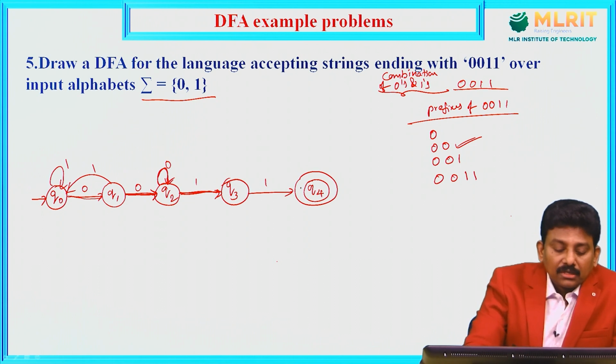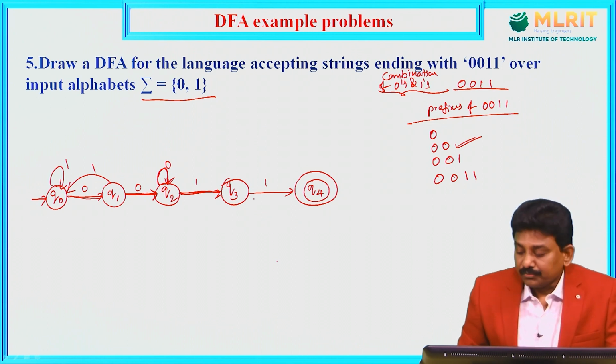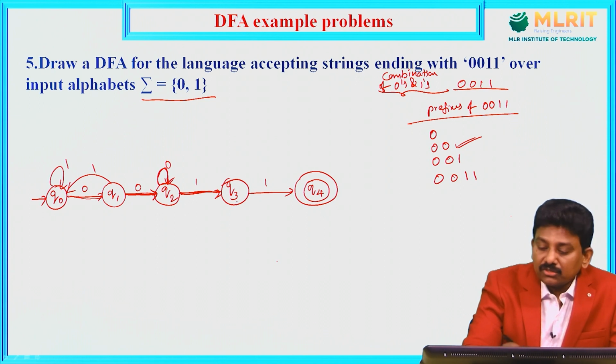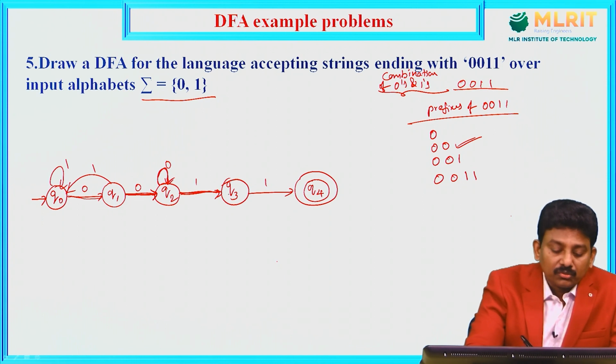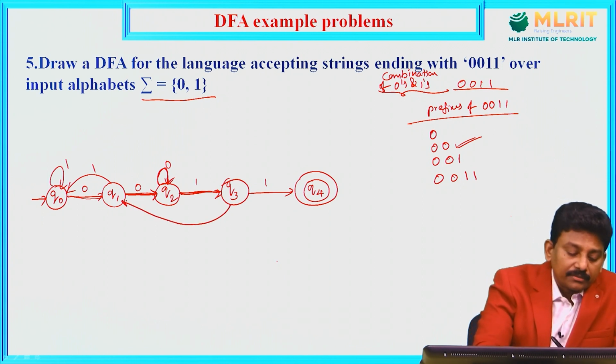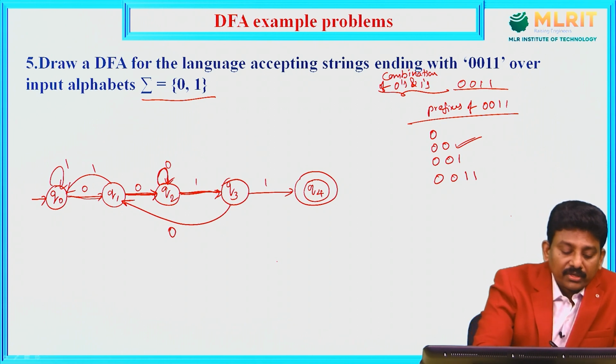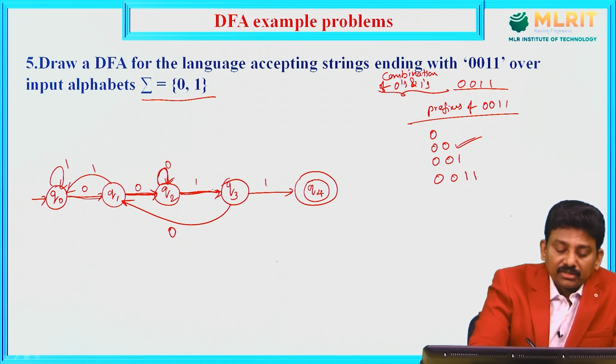This means the last 4 symbols are 0 0 1 1. In Q3, if you read 0, the current symbol is 0, which is a prefix of 0 0 1 1, but the previous symbol is 1, that is 1 0, which is not a prefix, so you should not stay here. If you read 0 in Q3, 0 is a prefix, so I can go to Q1. If the next symbol becomes 0, that is 0 0, and after that you get 1 1, I can go to the final state.